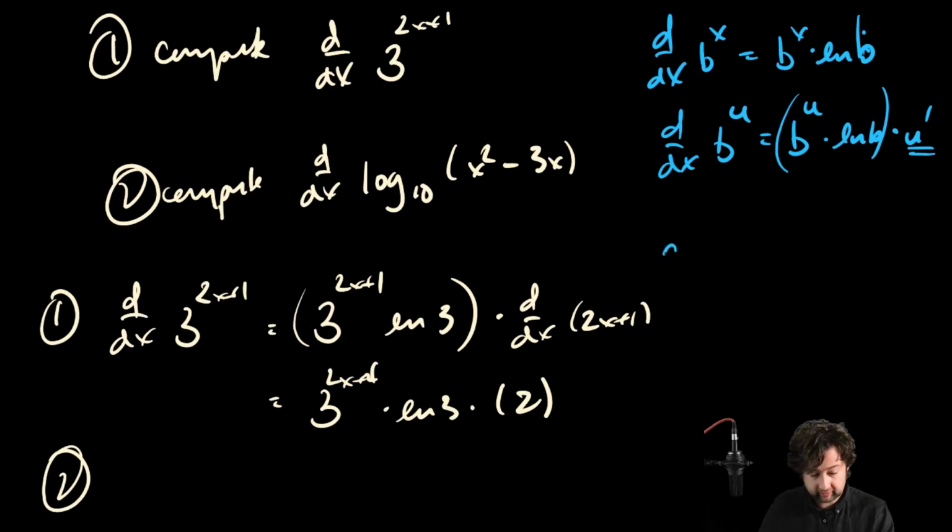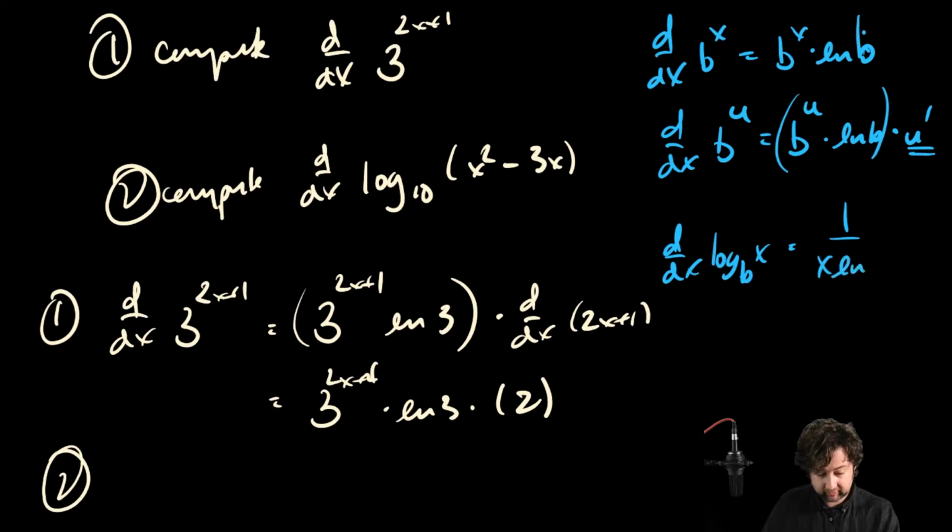So the rules for log say that d by dx of the log base b of x is equal to 1 over x times the natural log of b. From a chain rule type expression, that would mean that d by dx of the log base b of u is going to be equal to 1 over u times the natural log of b, times u prime.